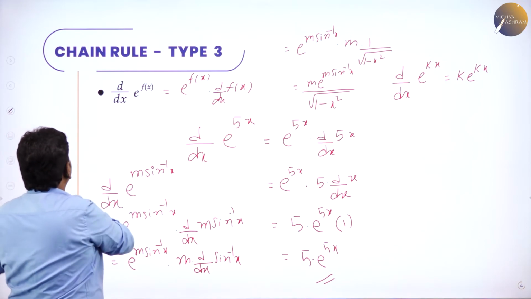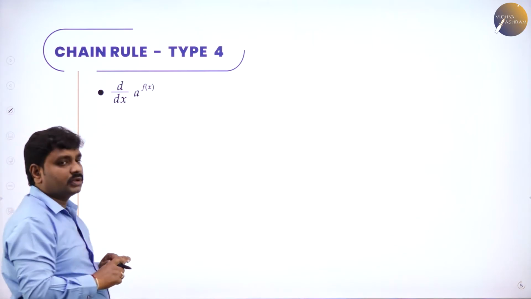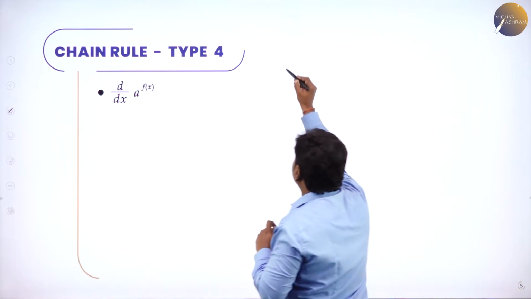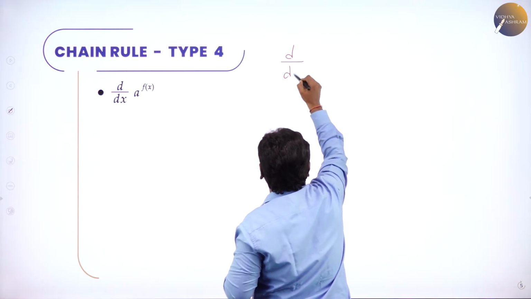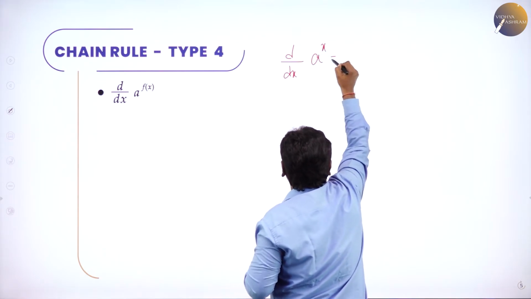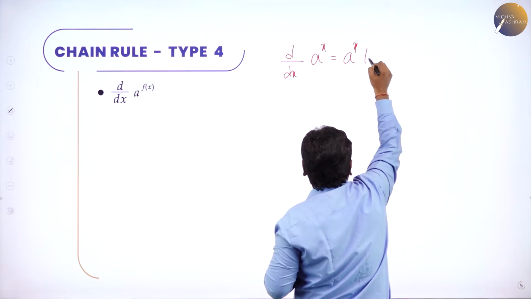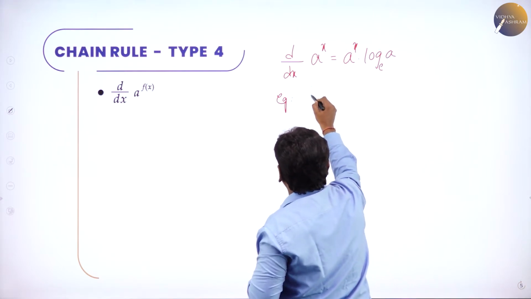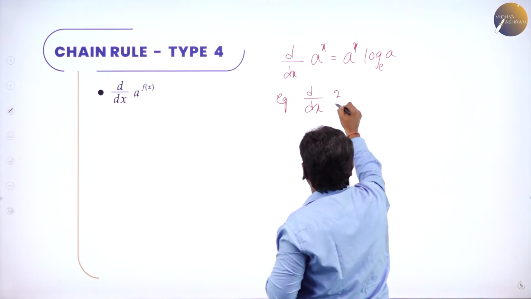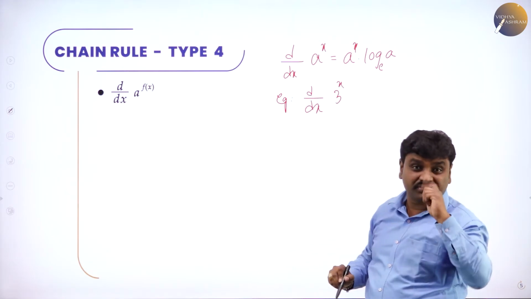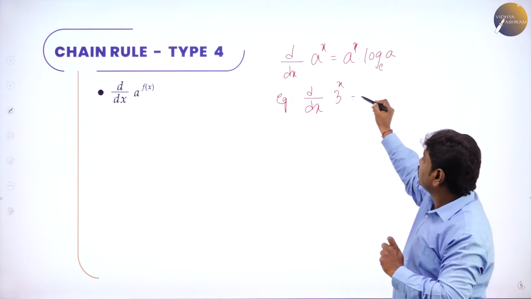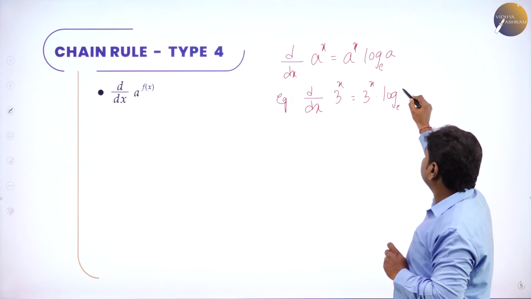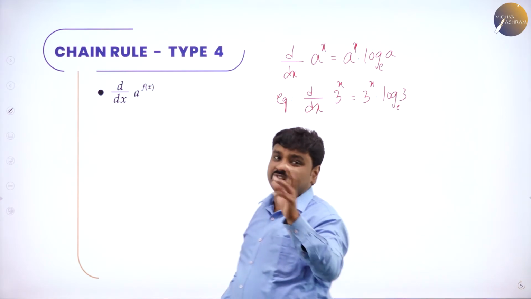Now we have done three different types. Now I'll go to the fourth one, a power f of x. For that, first you should be thorough with the formula. What is differentiation of a power x? D by dx of a power x is a power x into log base e a, where a is what? A constant. For example, if I ask you to find d by dx of 3 power x, 3 is what? Constant. All numbers are what? Constant. So d by dx of 3 power x is 3 power x into log base e 3. That's it. So d by dx of a power x is a power x into log base e a.